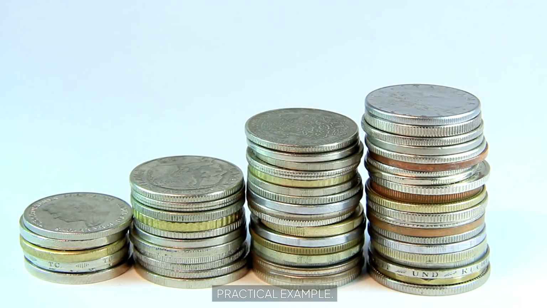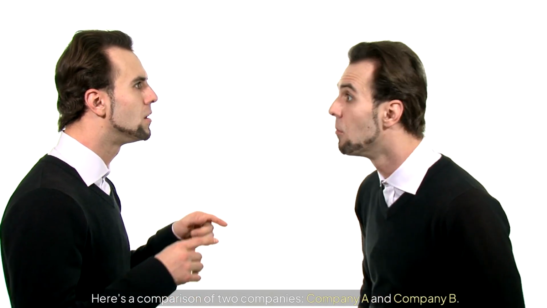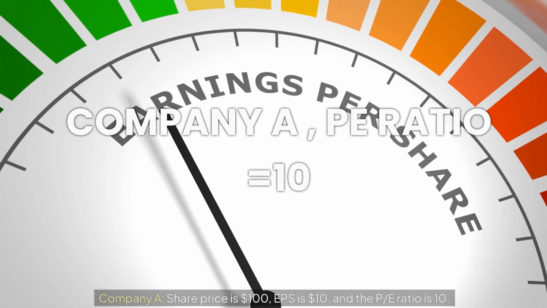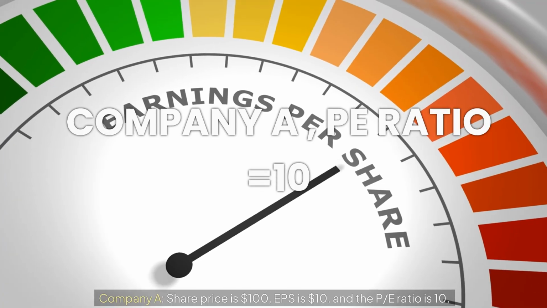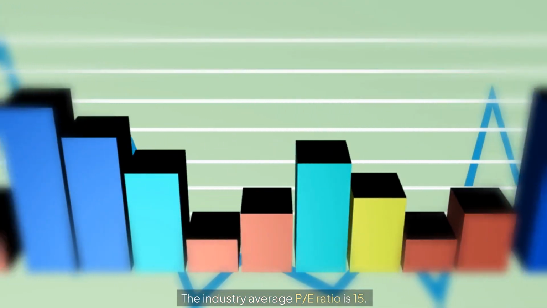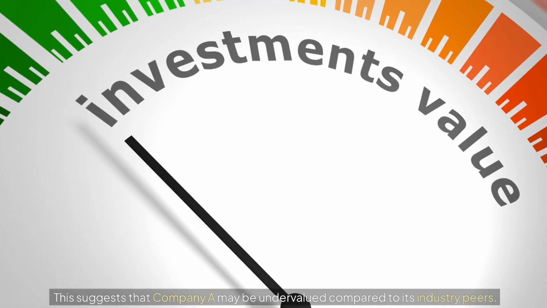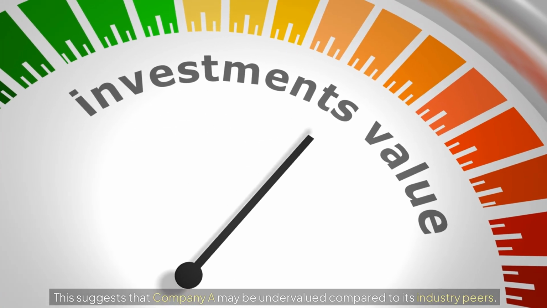Practical example. Let's look at a practical example. Here's a comparison of two companies, Company A and Company B. Company A. Share price is $100, EPS is $10, and the P/E ratio is 10. The industry average P/E ratio is 15. This suggests that Company A may be undervalued compared to its industry peers.